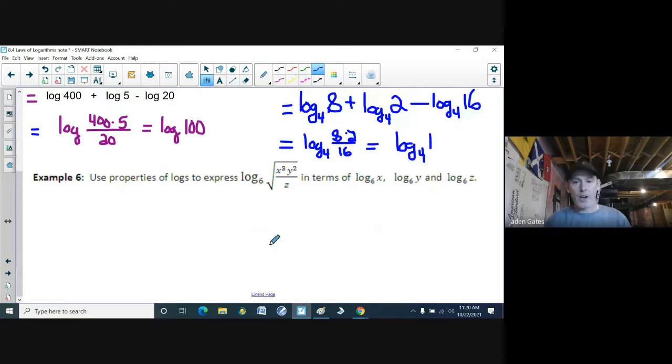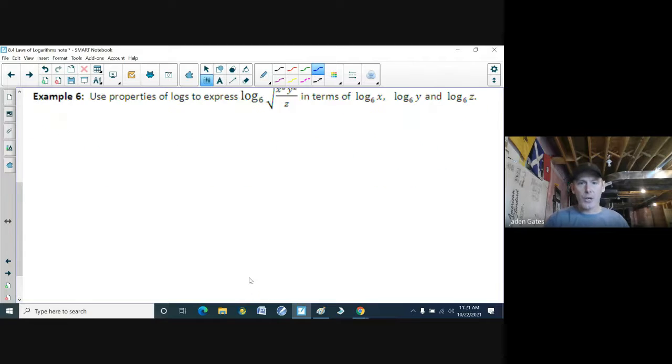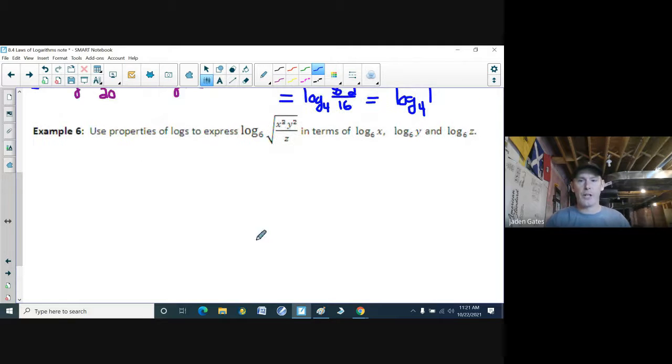All right, so now we got another one here. Example 6: use properties of logs to express that expression right there in terms of log base 6 of x, log base 6 of y, and log base 6 of z. Okay, so here we go. And this, again, is going to tie into some grade 11 exponential. So we got the log base 6 here with the square root of that big expression.